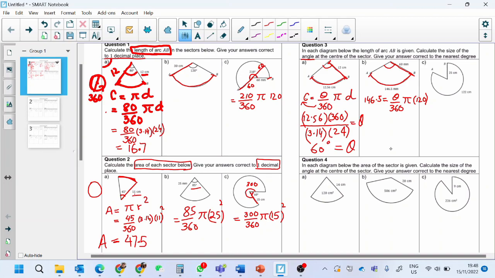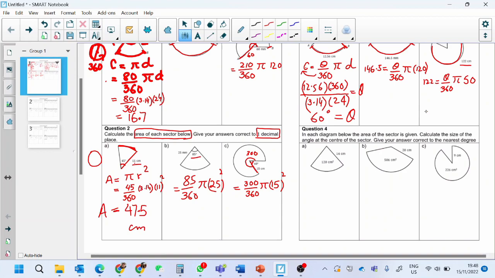So in the same way, in this question also, it's the same. You see, this whole arc has been given to you, it's 122. So it will be like 122 is equal to theta over 360 times pi, and d is 25 times 2, which is 50. So if you solve this one, you can straight away find the angle as well.